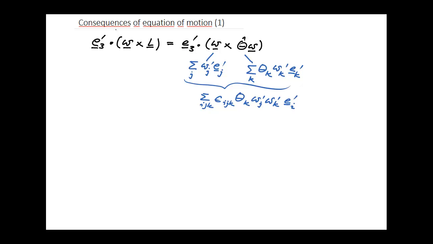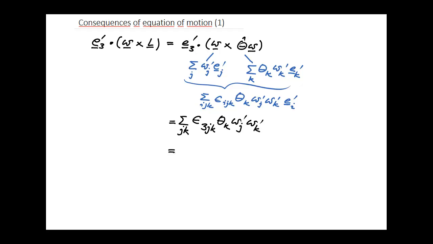So in our summation over i, we have a non-vanishing contribution only when i is equal to 3. Therefore, there remain only two summations over j and k, and the i we replace by 3. So we have epsilon 3jk, theta k, omega j primed, omega k primed.